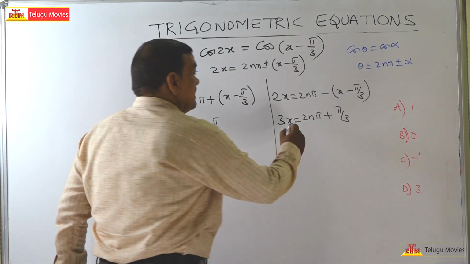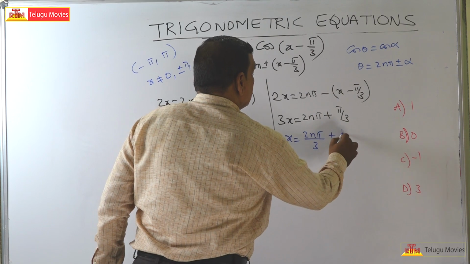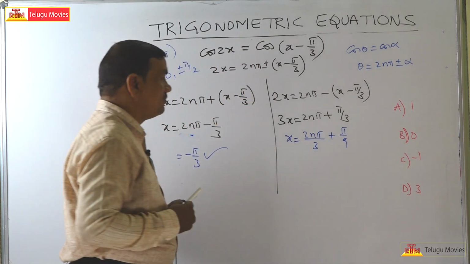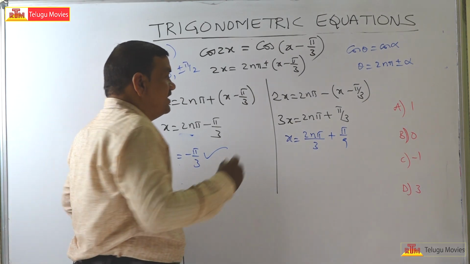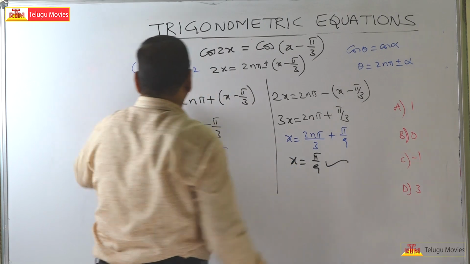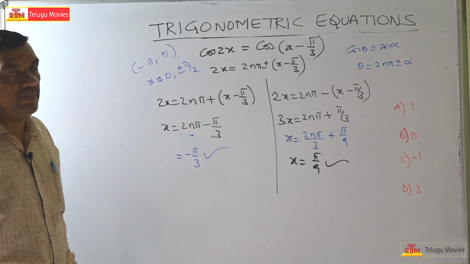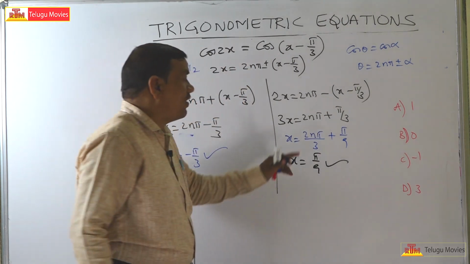Coming to here, let us check here. So here x is equal to 2n pi by 3 plus pi by 9. First take n is equal to 0. If you take n is equal to 0, you will get x is equal to pi by 9. Pi by 9 lies between minus pi to plus pi. Take n is equal to 1. If you take n is equal to 1, what happens here?